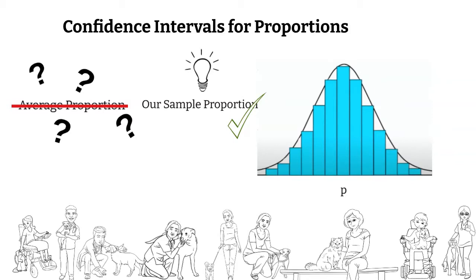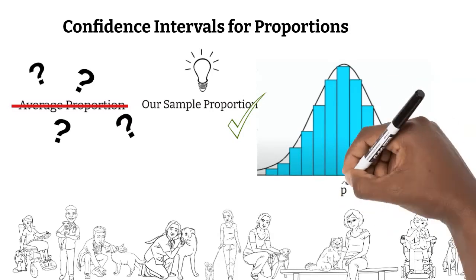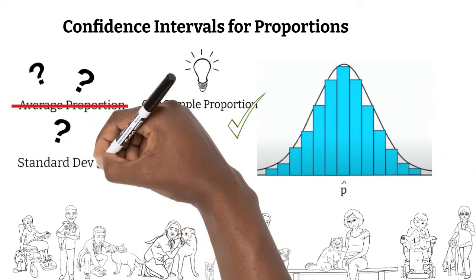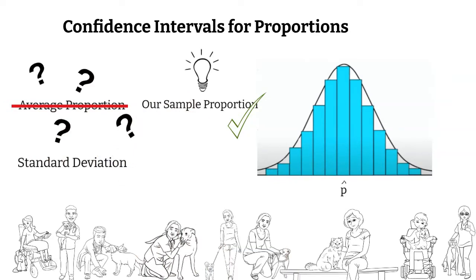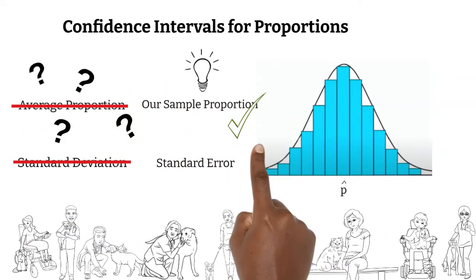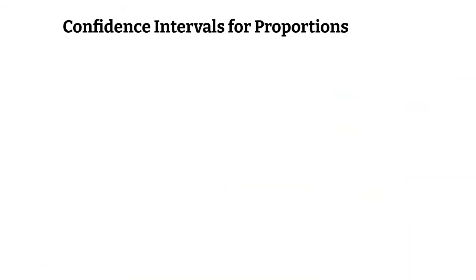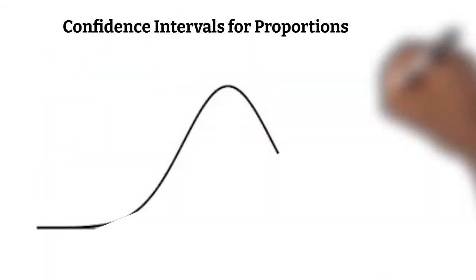Instead of putting the average proportion at the center of our normal curve, we place our sample proportion, indicated by p hat, in that position. Previously, the standard deviation helped us to see the spread of our data from the mean, but since the mean is not at the center of this curve, we will be using a number called the standard error instead. Okay, let's jump in and see how this all works together.